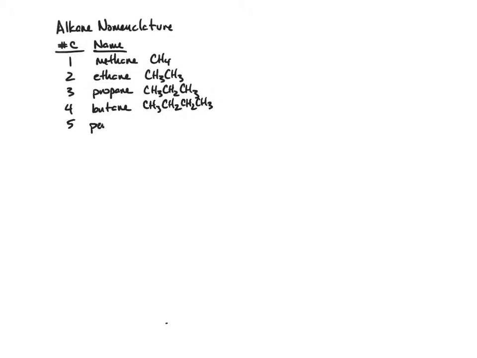5 is pentane. So I'm going to start drawing these in the bond line formula. So that makes it a little easier to convey that information. So you can see the terminal ends are CH3 groups, and then in the middle we have the CH2 or methylene groups.